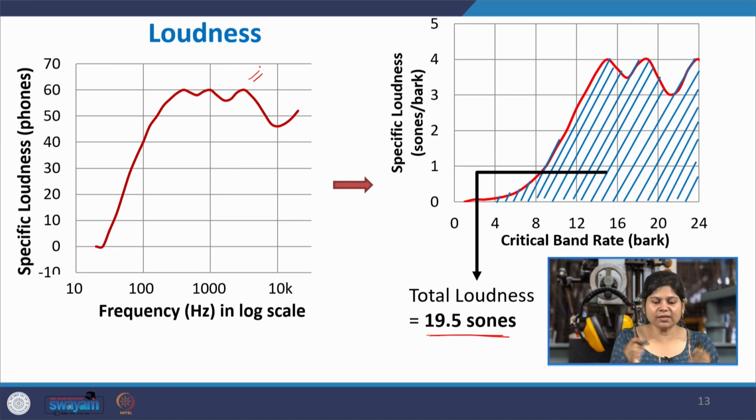It is more sensitive towards these 1 to 4 kilohertz frequencies, drops sharply at the low frequencies, and again has a small drop at the higher frequencies. So, this is how the human ear hears the sound. So, that is the same type of frequency weighting you have to apply.